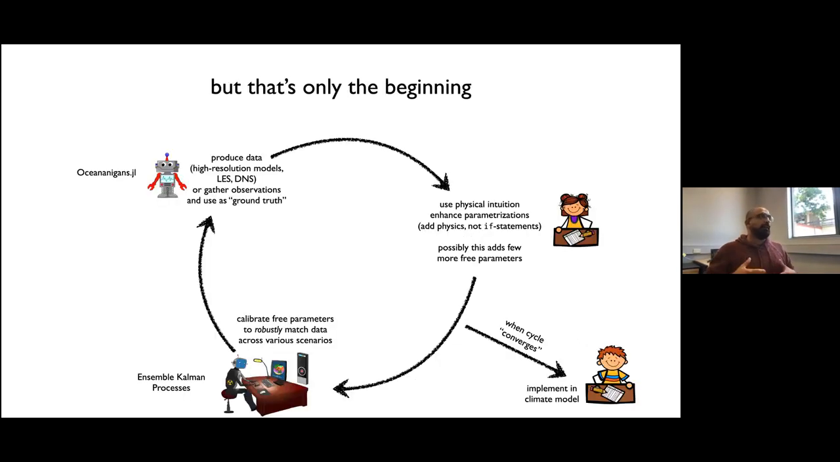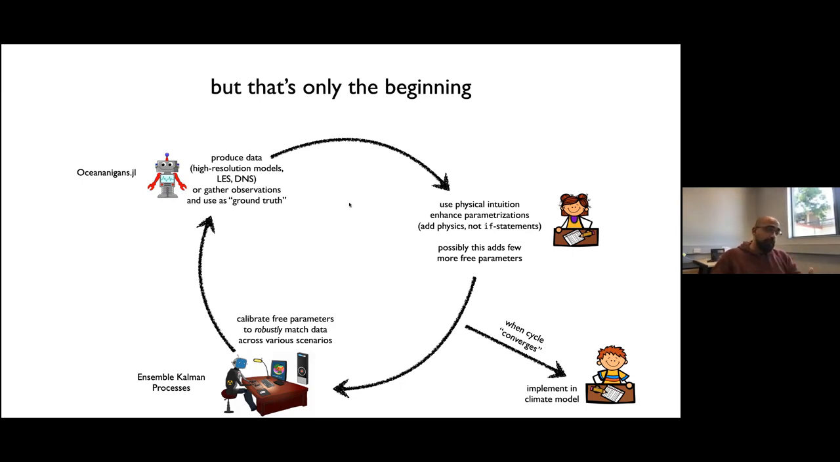But what's more important is that now we can use this loop and use data from high resolution models or from LES or from DNS and gather observations as our ground truth, and then use our physical intuition to enhance parameterizations. For example, enhance the current parameterizations by adding more physics instead of if statements. And then possibly, when we do that, this will add new free parameters.